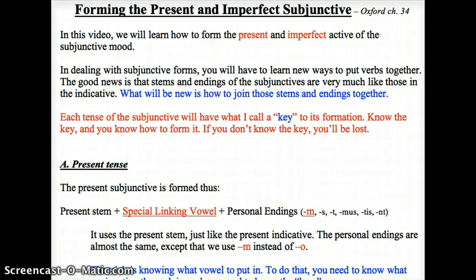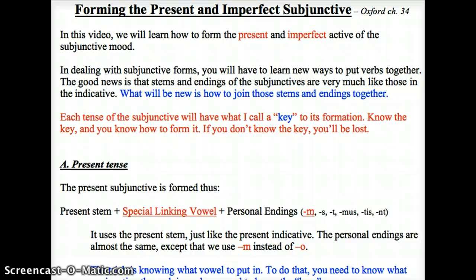So each tense of the subjunctive, this is exceedingly important right here, will have what I call a key to its formation. One of the things that you need to memorize is this key for each tense. You know the key, you know how to form the tense. If you don't know the key, you'll be lost.